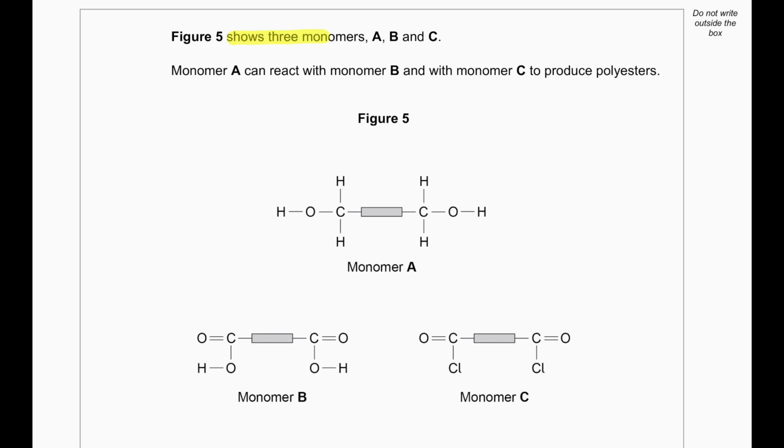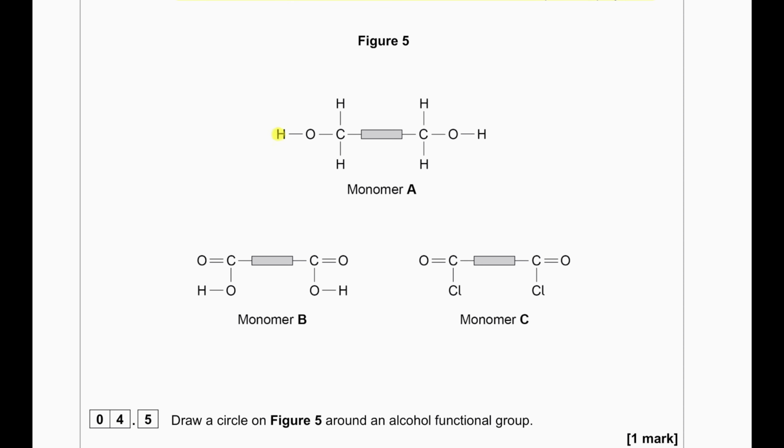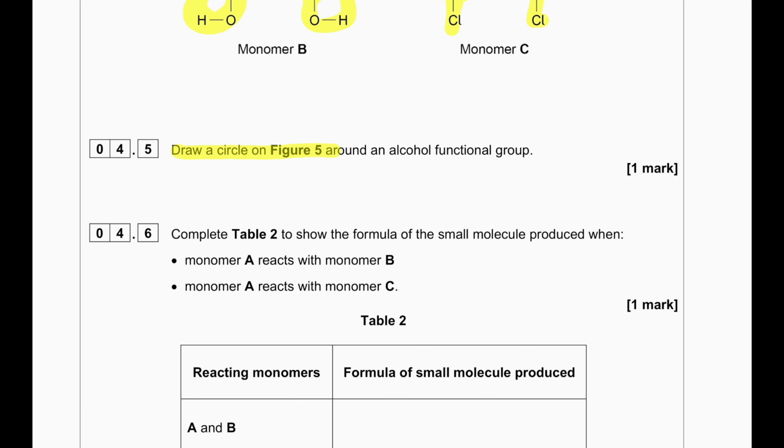Figure 5 shows the three monomers A, B, C. Monomer A can react with monomer B and monomer C to produce polyester. We can see monomer A is a dialcohol, whereas monomer B is a dicarboxylic acid because of the COOH. Monomer C is a diacid chloride, which is similar to dicarboxylic acid but more reactive. Draw a circle on figure 5 around an alcohol functional group.